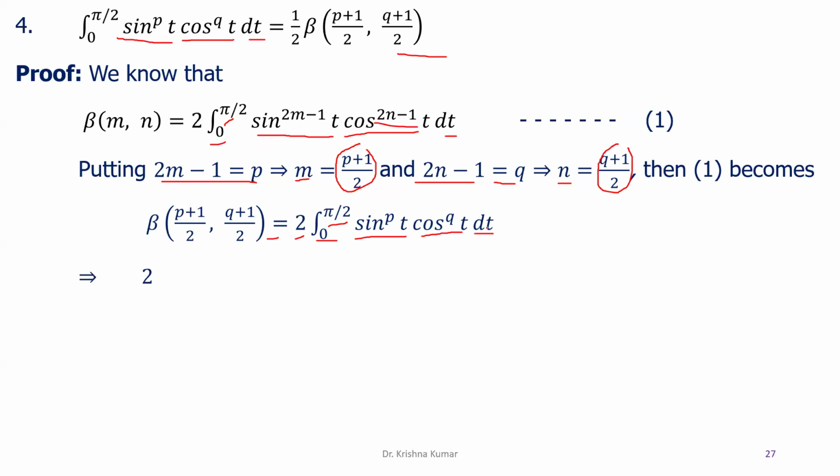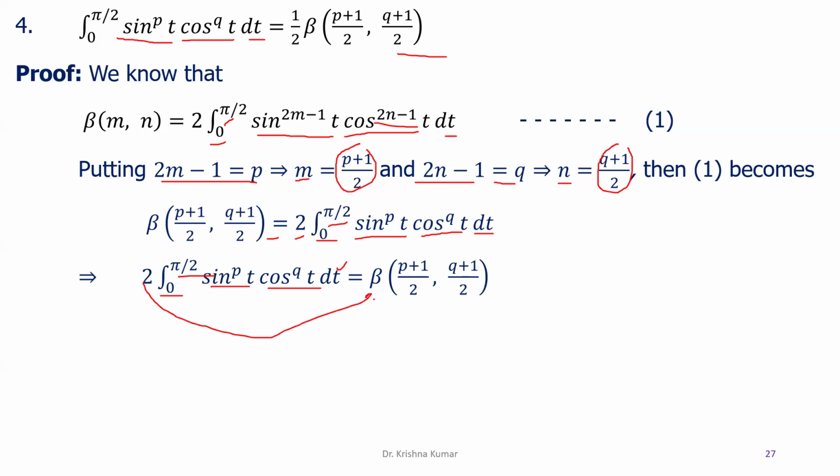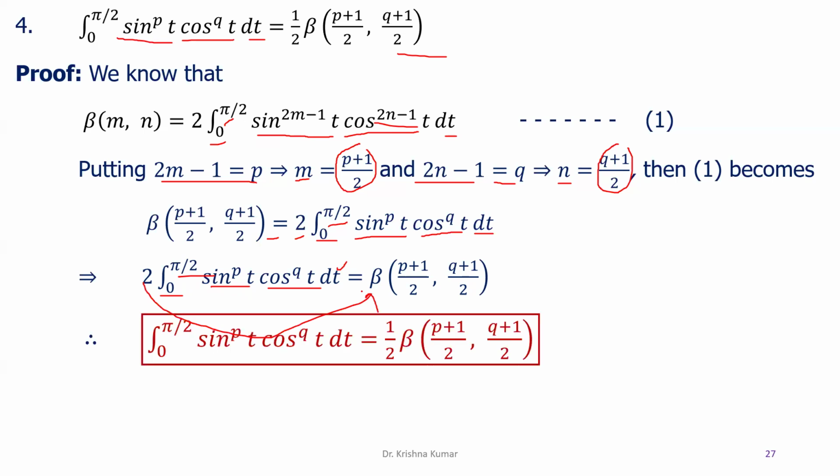So therefore, 2 times the integration of sin^p t cos^q t under the limit 0 to pi by 2 with respect to t is equal to beta of (p plus 1)/2, (q plus 1)/2. So let us replace this 1 by 2 over here. Then we have the desired result.